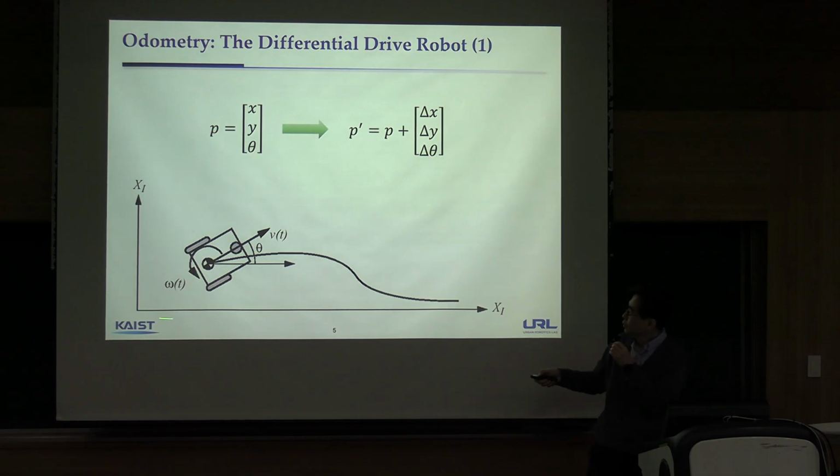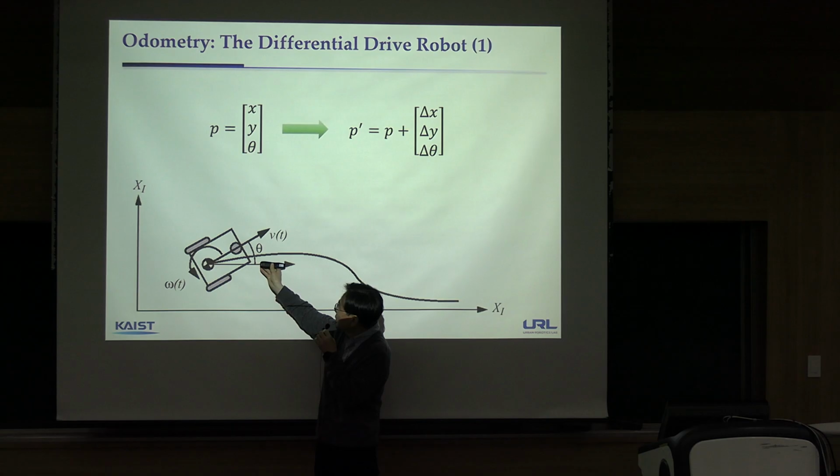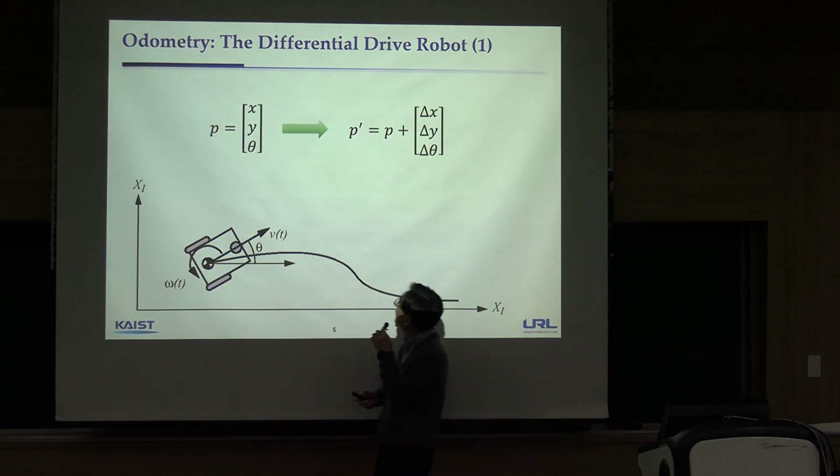This is the global coordinate, X_I. I means the initial coordinate or inertial coordinate. This can be the world coordinate, actually. So based on this world coordinate, we should estimate x, y, position of the robot, and the heading angle, theta. Theta is usually measured from this direction, counterclockwise. This is the positive direction.